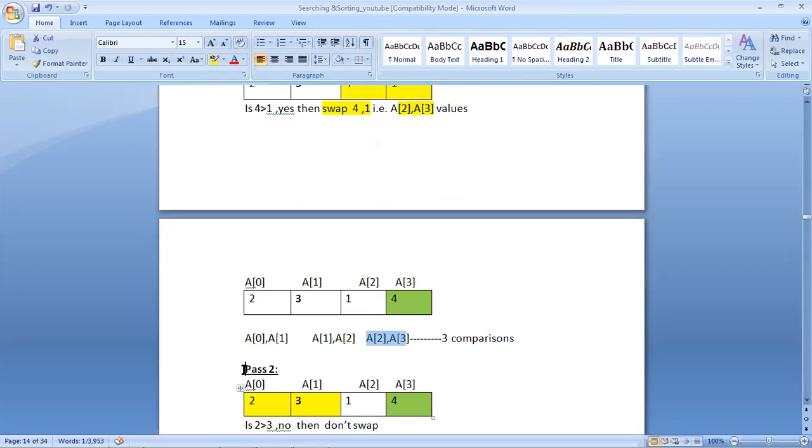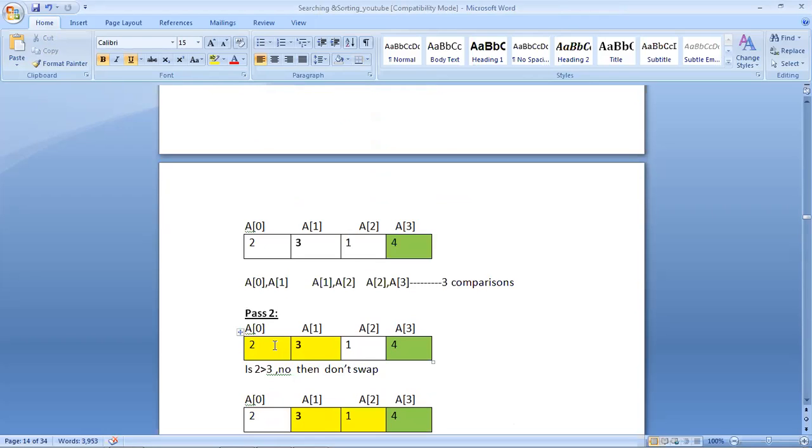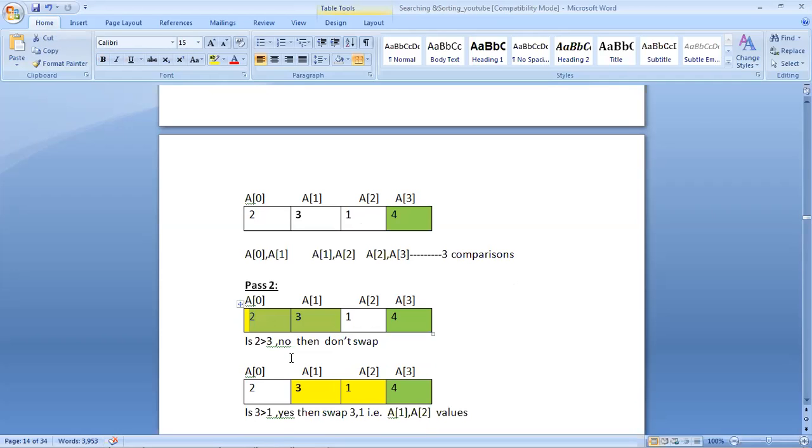Now look at pass 2. What will happen? Carefully observe. So we repeat the same process. Now the first adjacent pair of elements are the first value of the array and the second value of the array, that is 2 and 3. So are these two values in ascending order or not?